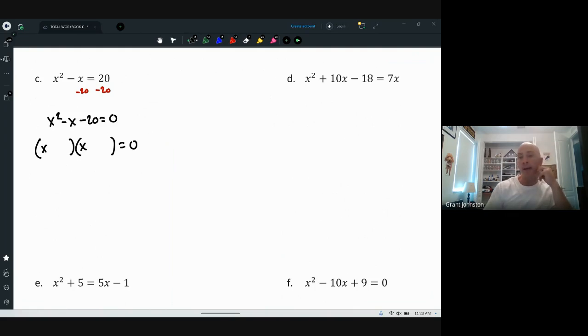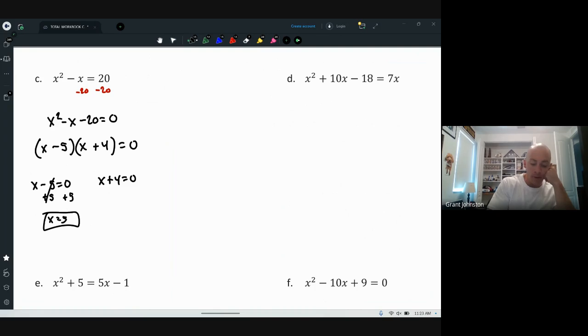Multiplies to negative 20, adds to negative 1. That could be a negative 5 and positive 4. Have it factored. Then I'm going to break these both up. Set them both equal to 0. Add 5. X equals 5. That's one answer. Subtract 4. X equals negative 4. That's the second answer.